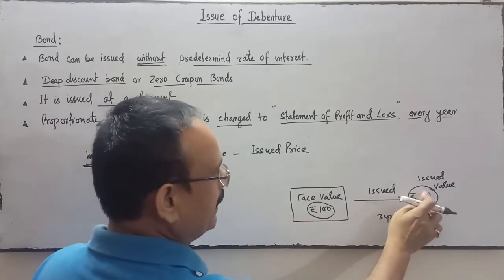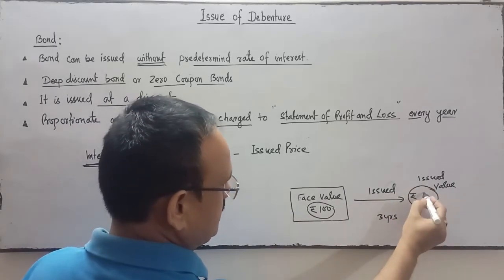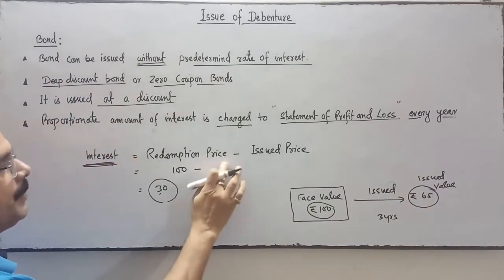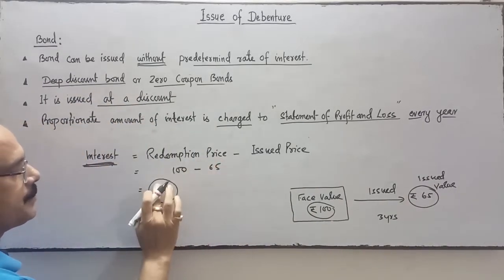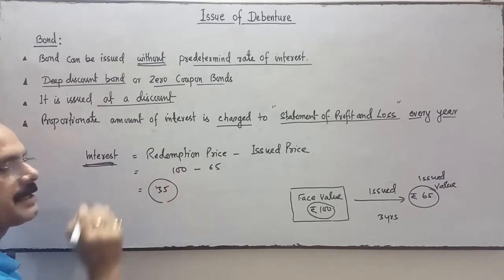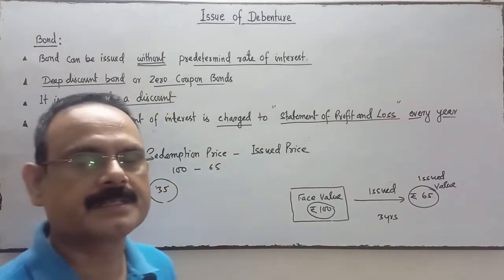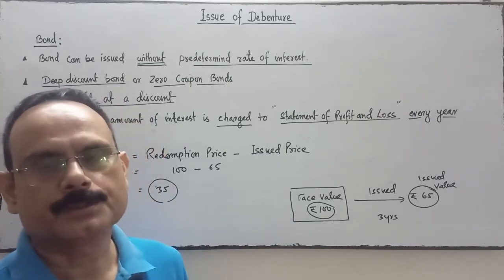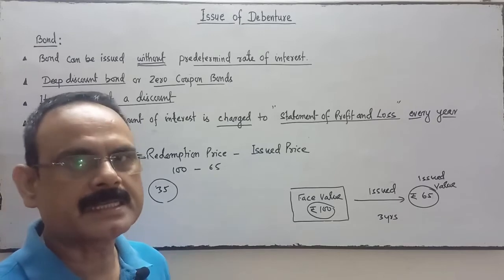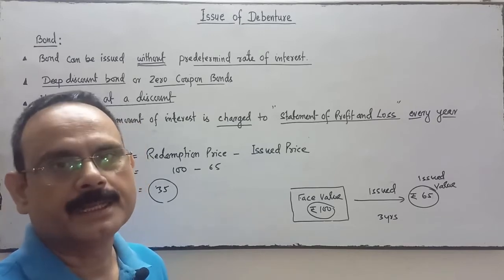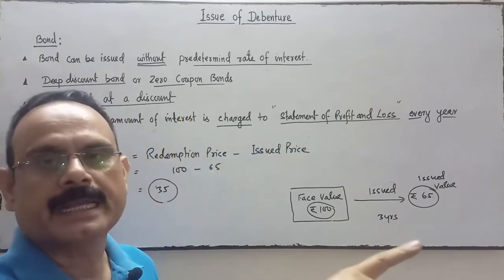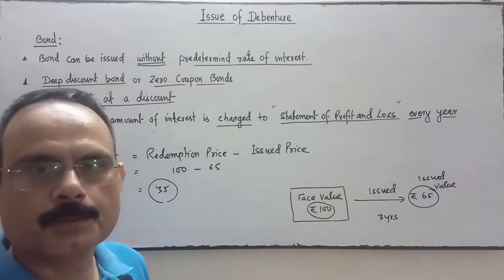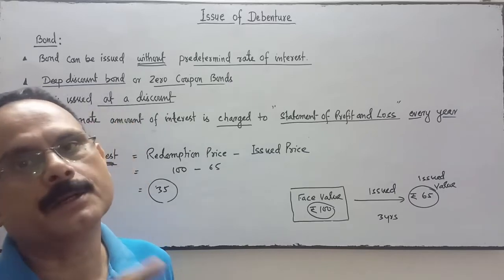Suppose the issue price is 65, then how much is the interest? Interest will be 100 minus 65, so 35 is the interest for 3 years. Divided by 3, you will get the interest of every year. So that will be the financial charge. This will be charged proportionately against the profit of the company, and this amount will be shown by us in the statement of profit and loss.